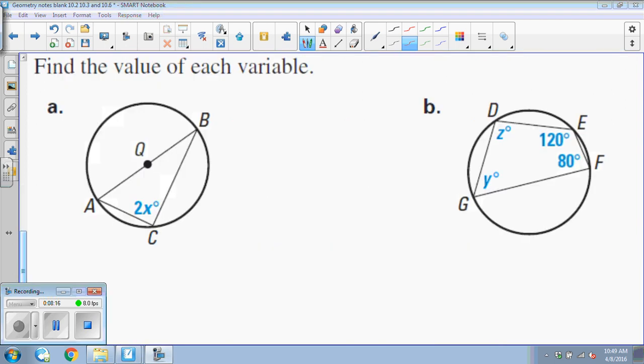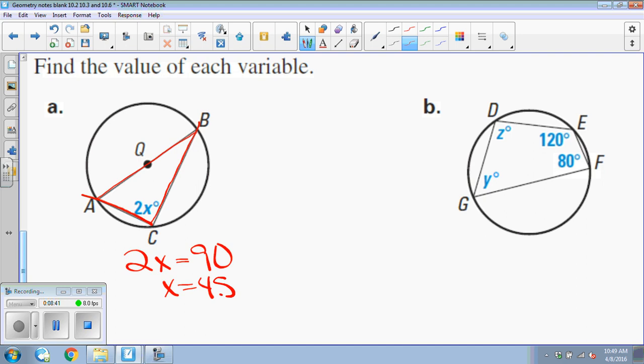These are some easy examples. Find the value of each variable. When we look at figure A, what kind of triangle does it have to be? It has to be a right triangle because my diameter is here, which means its arc is 180, so this has to be 90. So you'd say 2x equals 90, so x equals 45.